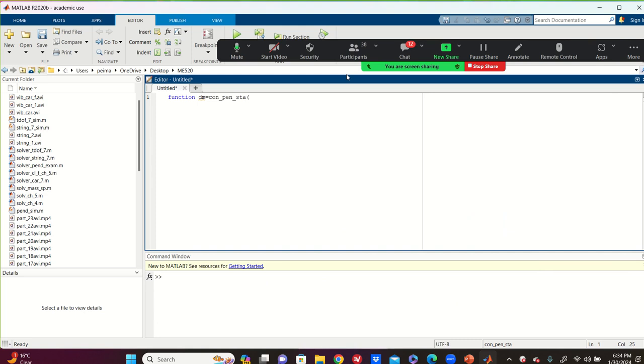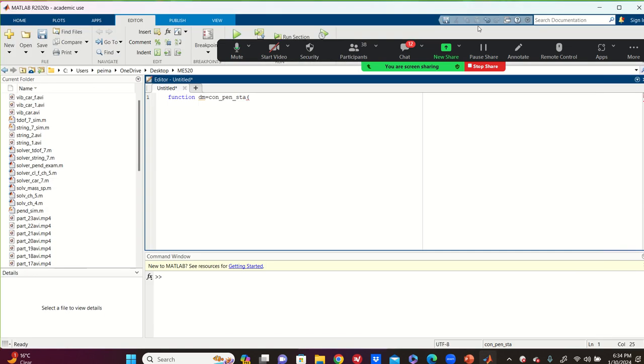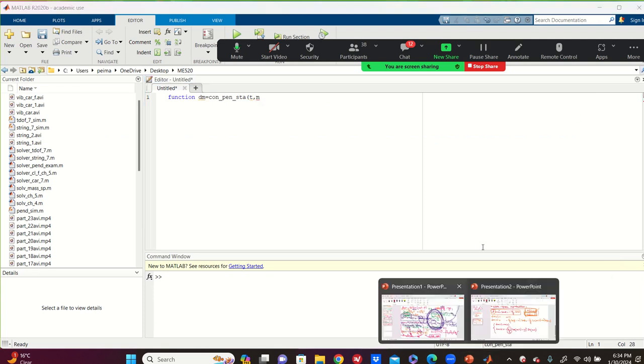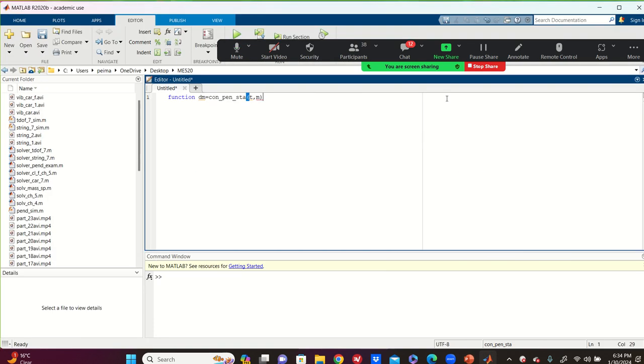Stability concept. So what parameters are involved here? You are engineers. DM means derivative with respect to time. So time, T. MATLAB knows this. Time, T, and state variables, M. We define M1 and M2. See here? Exactly how we write M1 and M2.